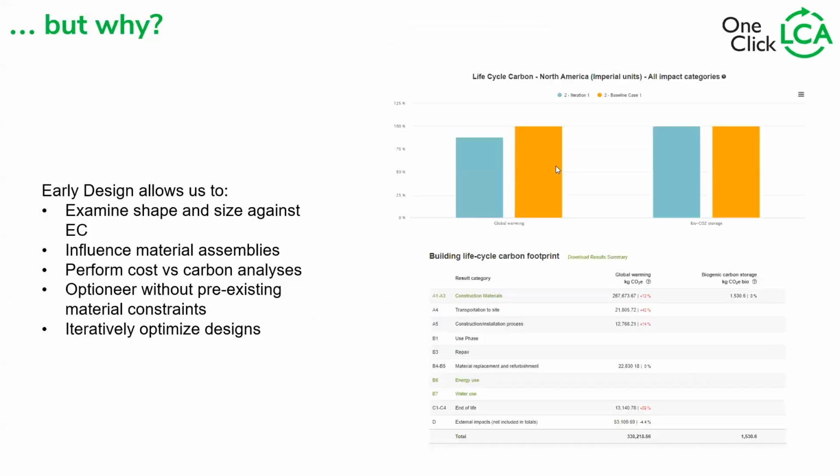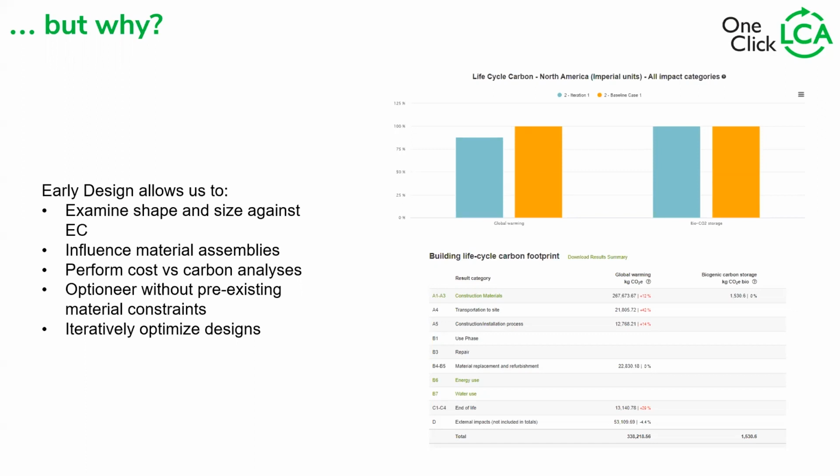Which is why early design is important and what are the main benefits. Of course, there are more, but these are the primary ones. First and foremost, at the early stages, we can examine the shape and the size of our project against embodied carbon. And what I mean by that is we can have our Revit models, Rhino models, whatever we might have, as simple as possible, and start looking into, okay, how much will my embodied carbon change if I increase the size, the floor height, whatever this might be.